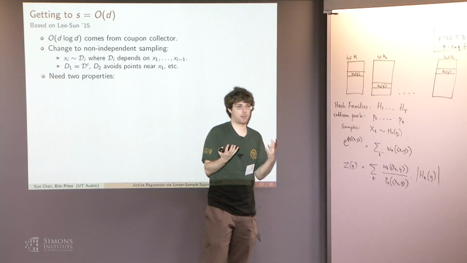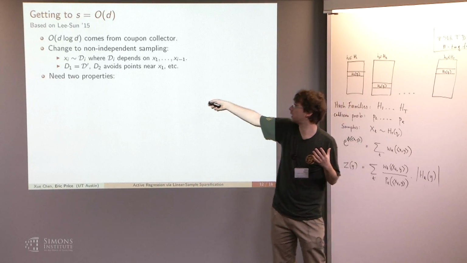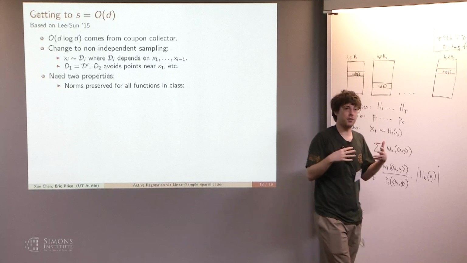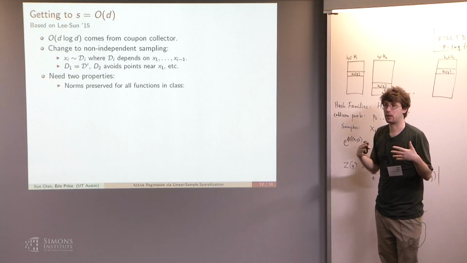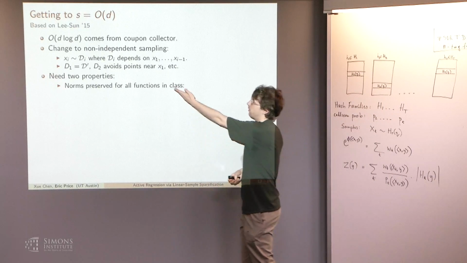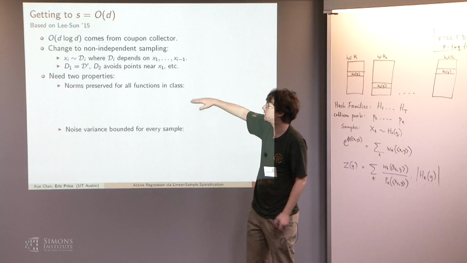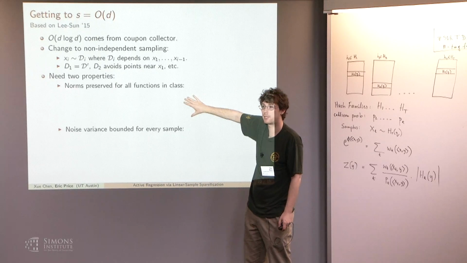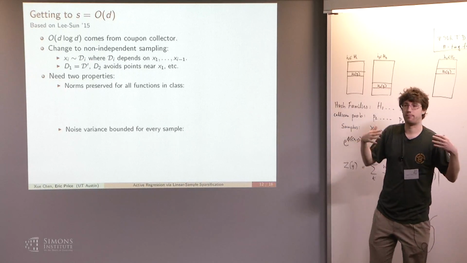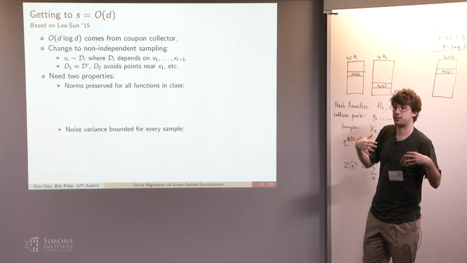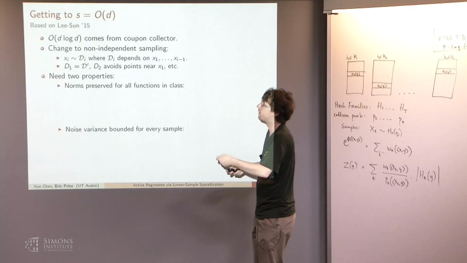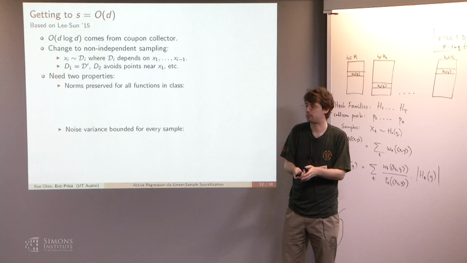And then we're going to need two properties for our collection of di in order for this to work. The first property is that we need to be able to preserve the norms. We're going to need to do something like the matrix Chernoff that took d log d samples from leverage score sampling. But then we also need to have our noise being bounded. BSS linear sample sparsification doesn't work, because it's deterministic. Our samples need to be random enough that the noise doesn't concentrate and mess us up.